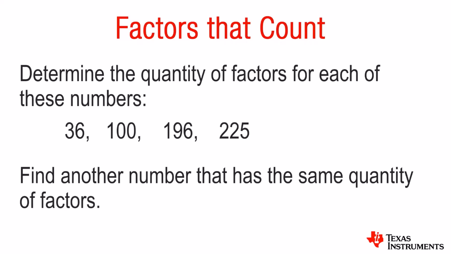By the way, I should have mentioned all of those numbers have exactly 9 factors. And they all happen to be perfect squares. So 6 squared, 10 squared, 14 squared, and 15 squared. So you could probably start with a square number. Someone has said 256.